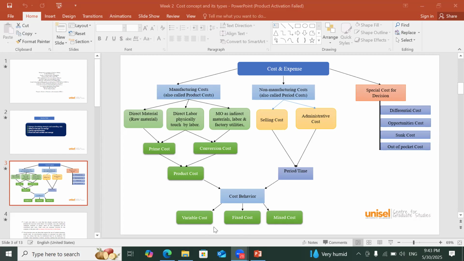Variable costs are costs that vary on the basis of proportion, and fixed costs generally have fixed total cost, and mixed cost is the combination of variable cost and fixed cost. Okay, do you have any idea about mixed cost? Can you give any example of mixed cost?